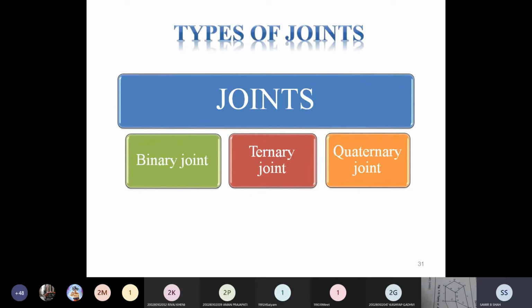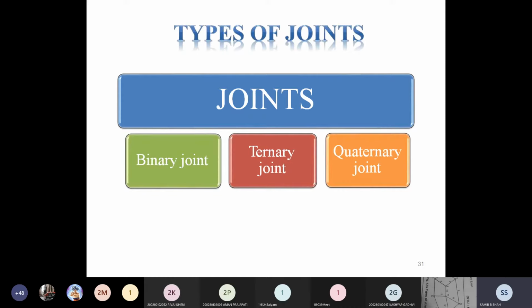Number of binary joints means two links are joined at a point. If you see the figure, for ternary joints you can consider here also 1, 2, and 3, and in the same way 1, 2, and 3 at the other points. So there are almost 6 ternary joints, 2 binary joints, and 1 quaternary joint.